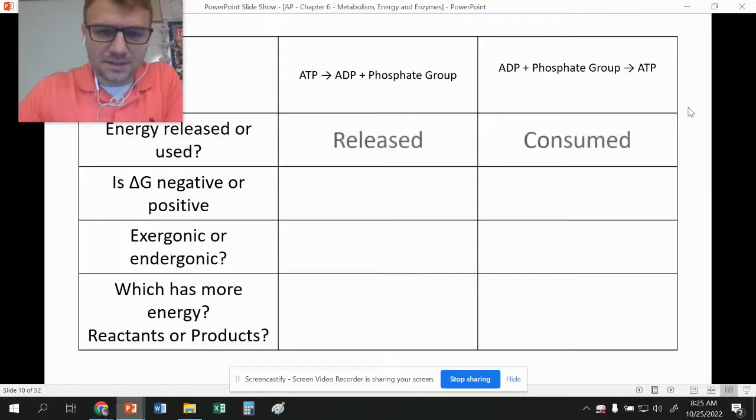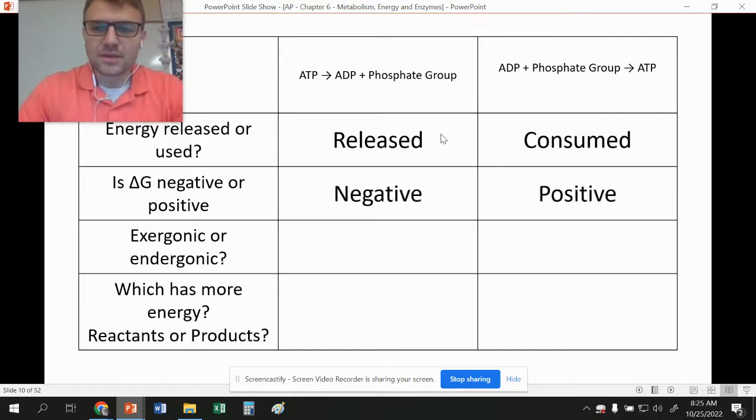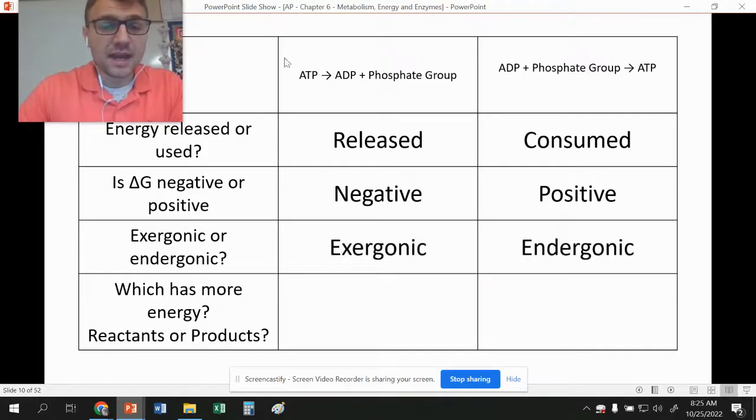Now, looking at this process, when you break down ATP, energy is being released. Chemists, I get it, it's not what you think, but okay. When you consume energy, it's when you form ATP from bonding a phosphate group onto ADP. That means that there is a negative delta G for ATP because energy is being released, and you have a positive delta G because energy is being consumed. This is an exergonic reaction. Again, you're releasing energy. Endergonic, you have to put energy in.